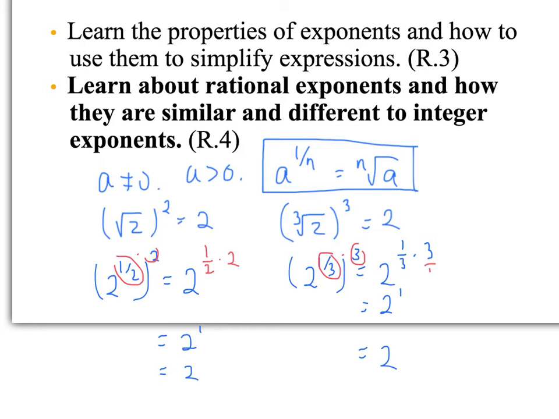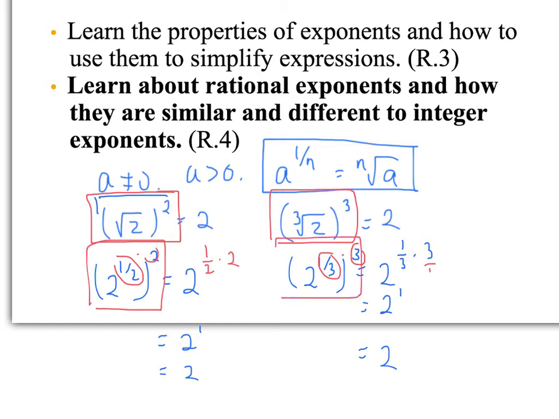What I want you to notice more than anything is that when we squared the square root, we got 2. When we squared 2 to the 1/2, we got 2. When we cubed the cube root, we got 2. When we cubed 2 to the 1/3, we got 2. And this is the reason, or at least an example of the reason, why we make this definition.